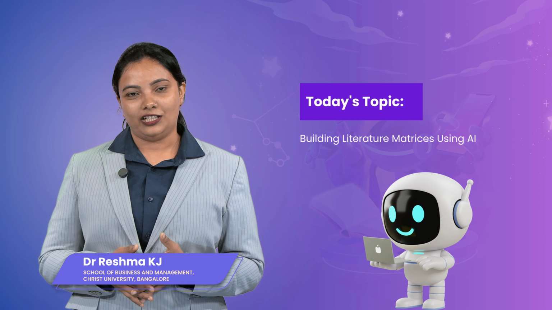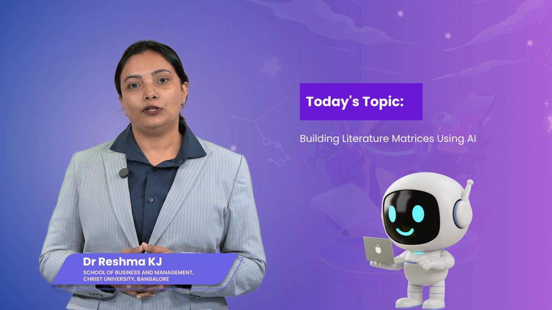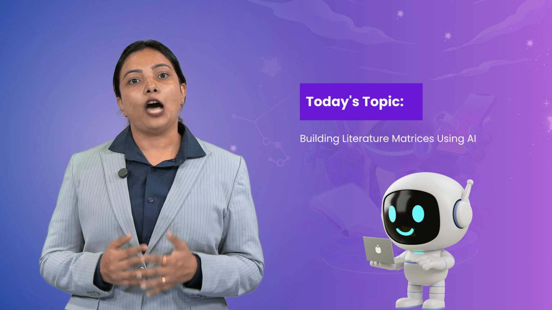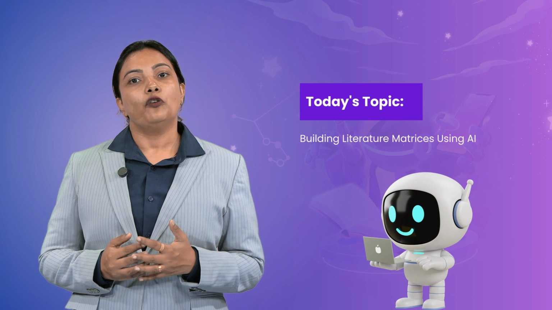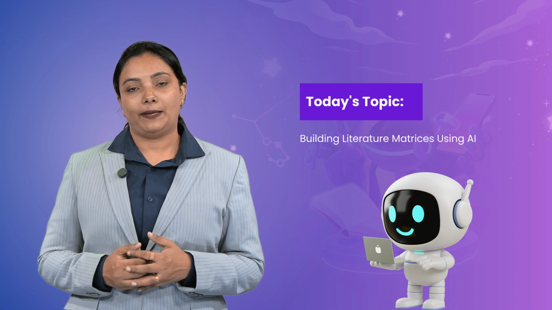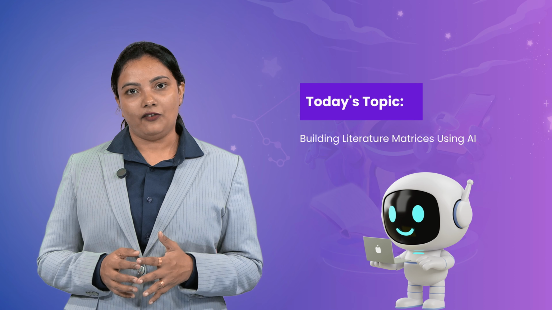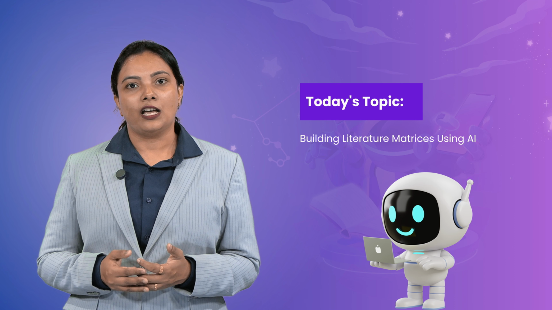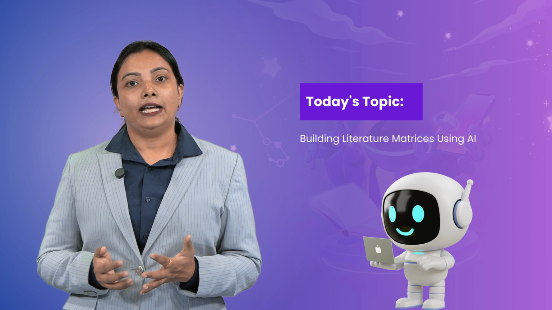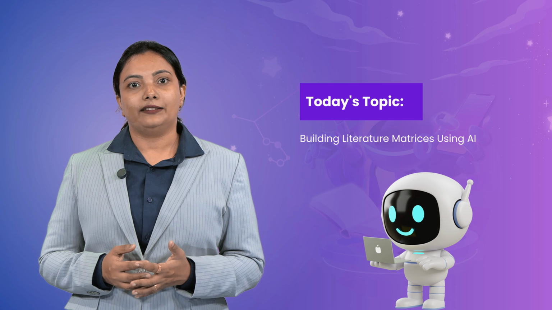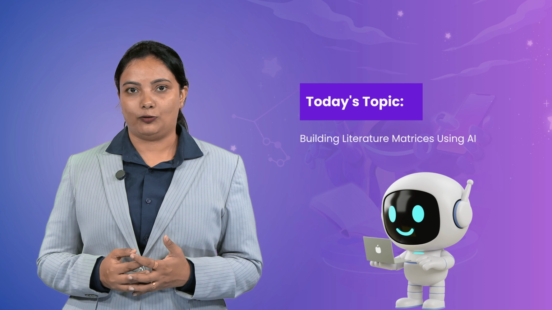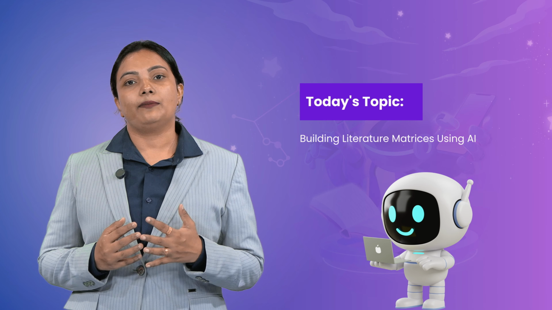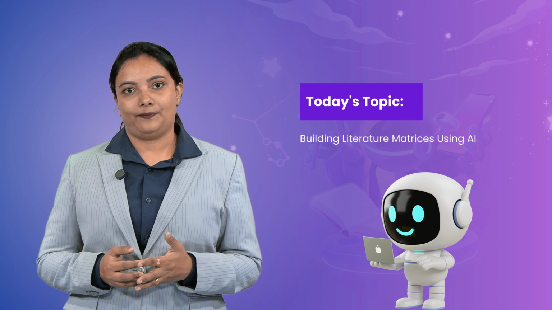In our last session, we discussed AI tools for literature search, how AI can help you find and screen relevant papers faster. Now, let's take the next step. Once you have your papers, how do you organize them into something useful? That's what today's session is about. Building literature matrices using AI.